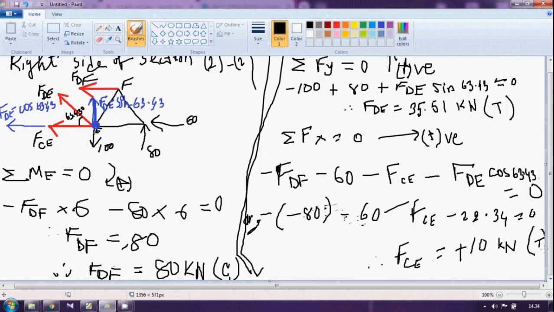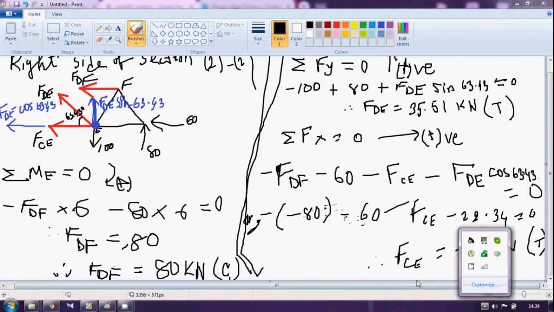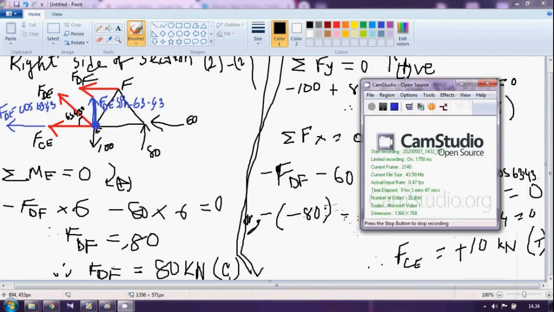So this way you can determine all the member forces. I hope the students who have problems understanding the homework now understand how they can use the method of sections to solve the homework problem. Okay, thank you. I will show you another problem and give you some more homework. Thank you very much.